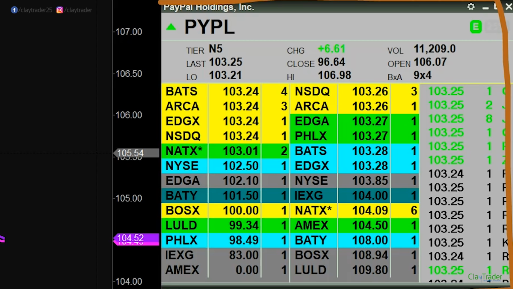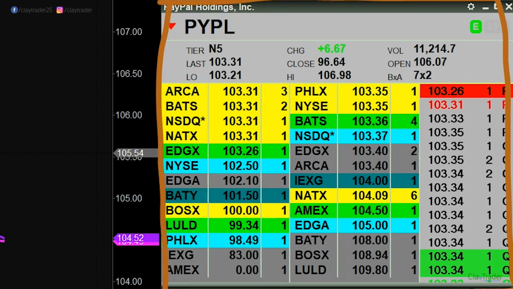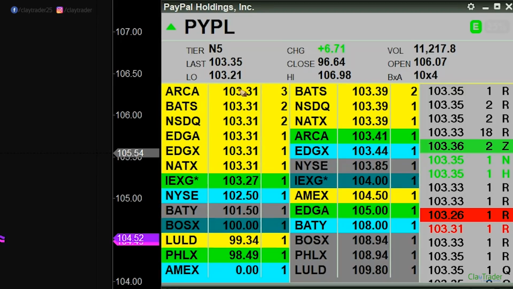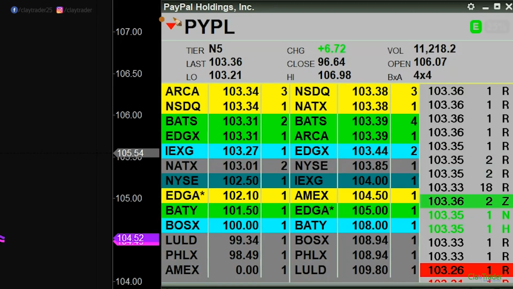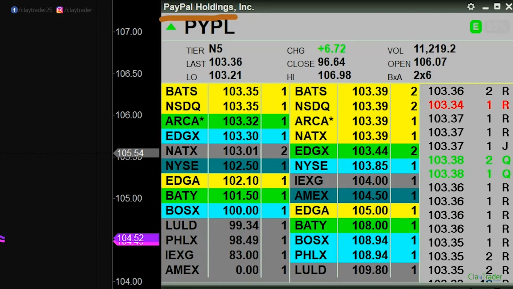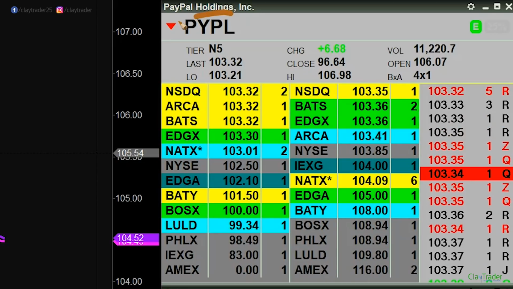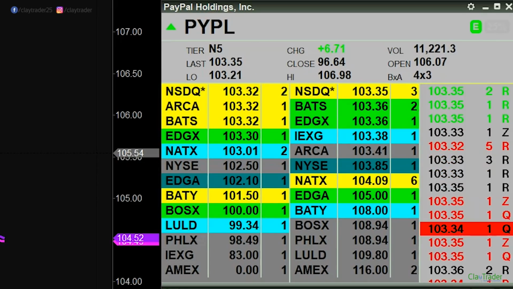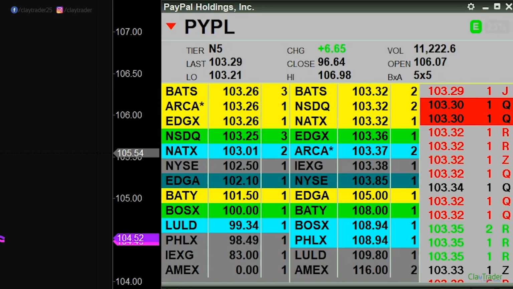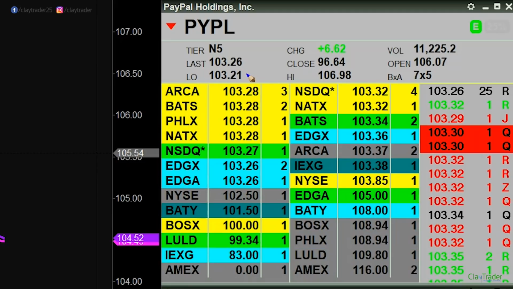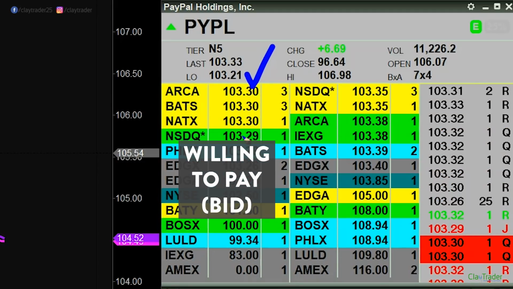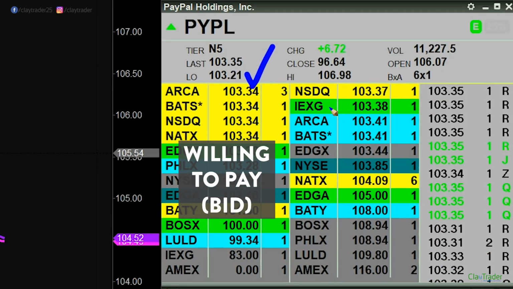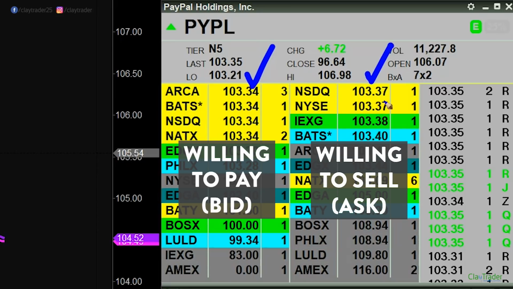Level twos are just telling you what exactly is going on with the price and the current market for the stock. So in this situation, if you look up close there, you can see PayPal Holdings. So we are looking at the PayPal stock, ticker symbol for jargon, PYPL. And this is telling you how the entire market is acting. All stock prices actually have two prices. One price is what people are willing to pay, which is right there, 103.30, and then what people are willing to sell for over there, 103.37.